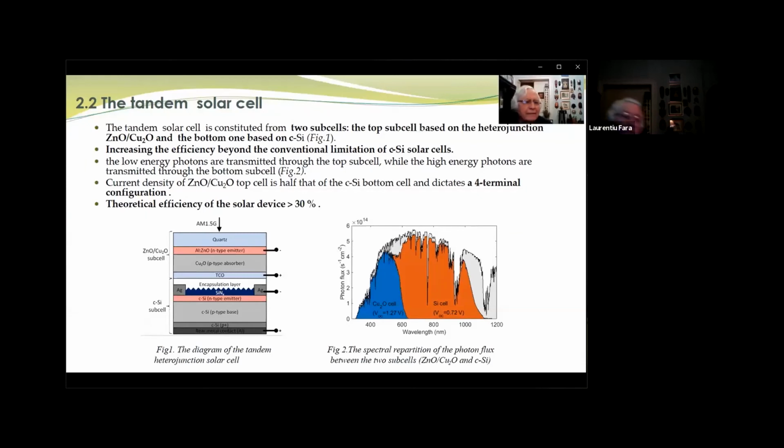In this case, we could obtain, from a theoretical point of view, an efficiency possibly higher than 30%.